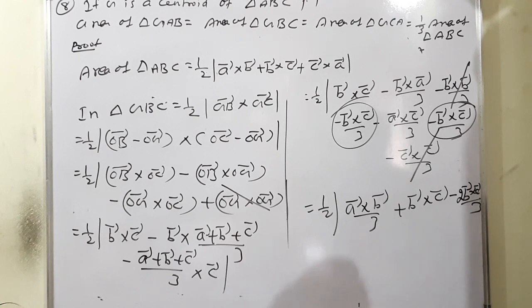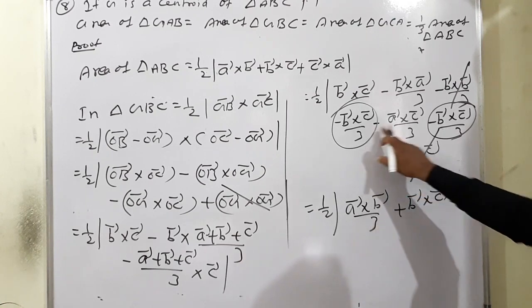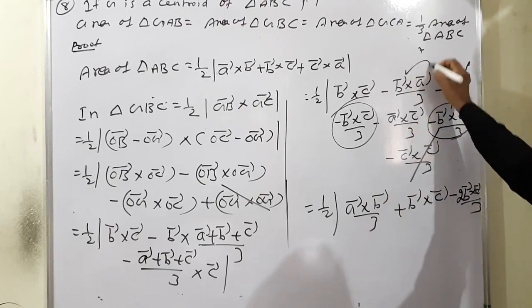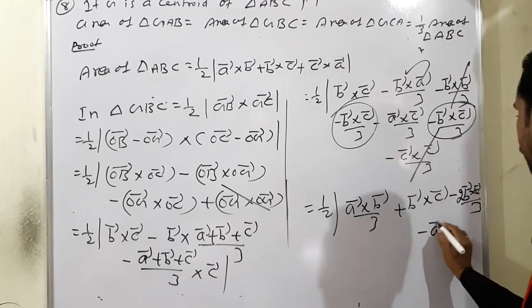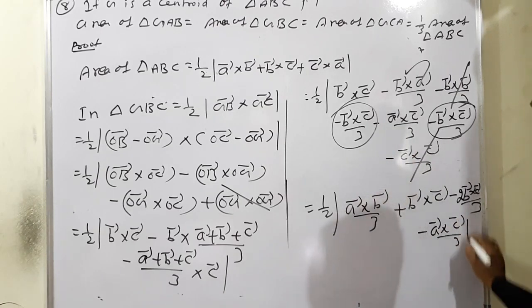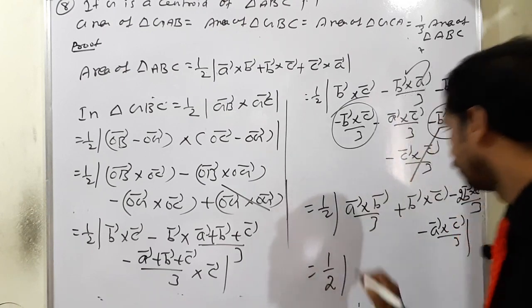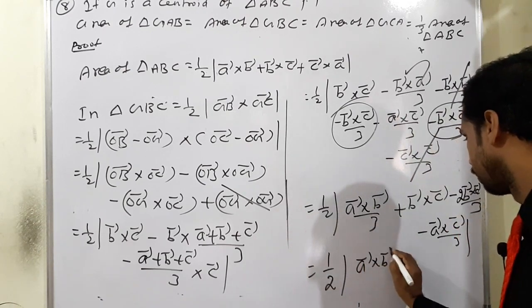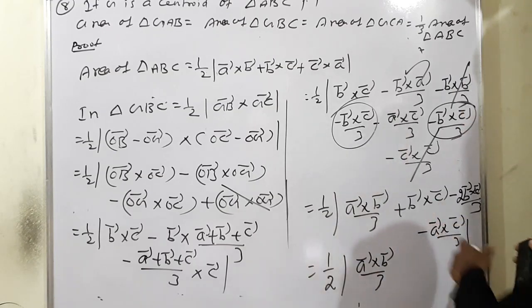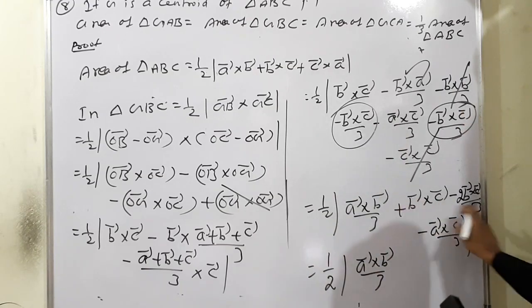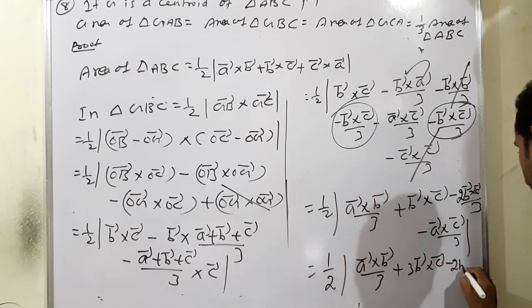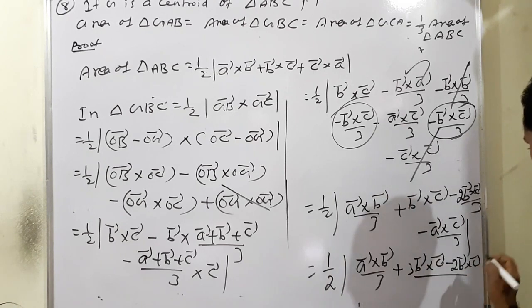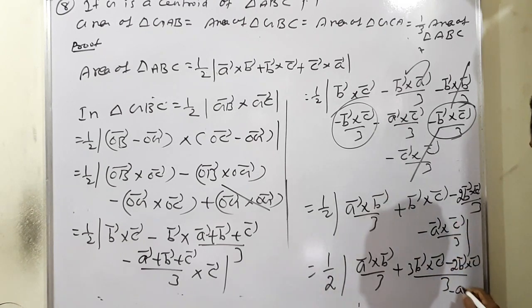Then remaining the terms, this will be clear. This is also over, isn't it? Then last term, what are the terms? Minus A vector cross C vector by 3, isn't it? Now again 1 by 2, this is as it is, A vector cross B vector by 3. If you cross multiply means 1 into 3, 3 is there. So we can write it plus 3 B vector cross C vector minus 2 B vector cross C vector divided by 3. Last term minus A vector cross B vector by 3.